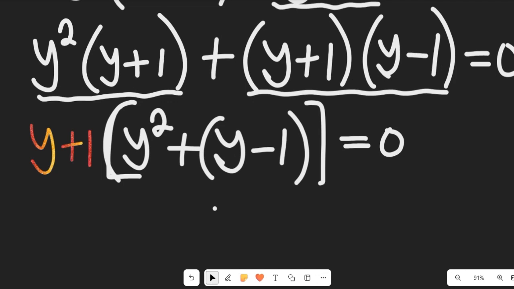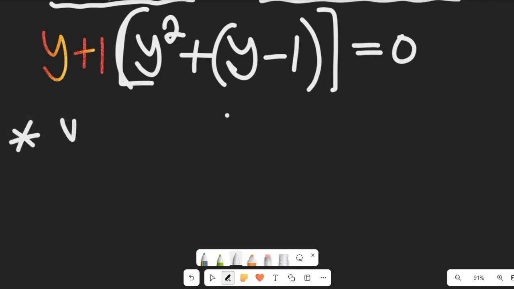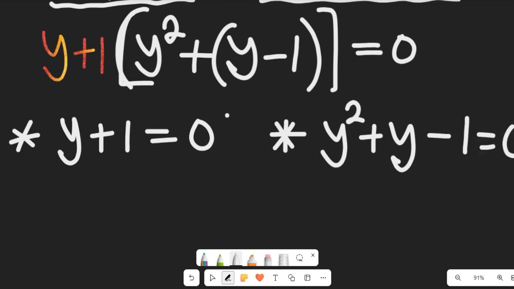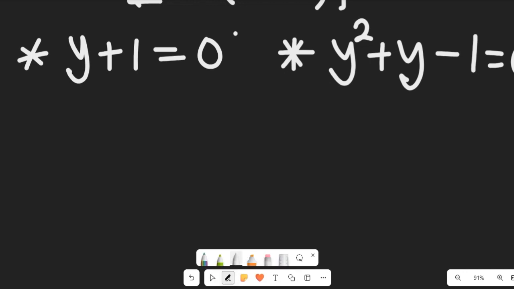Great. Now from this expression, we can see that we have what we call a zero product rule. From the first expression, we can see we'll have y plus 1 equal to 0, and from the second expression, we have y squared plus y minus 1 equal to 0. So at this point, we want to find the value of y. From this side, we can see that our y will be equal to negative 1, if we subtract 1 from both sides.